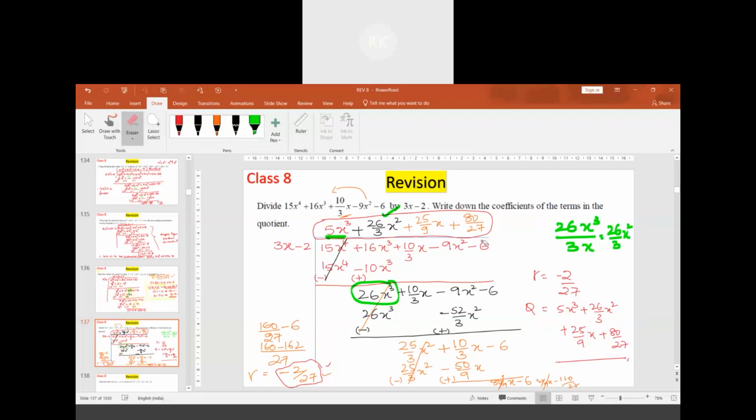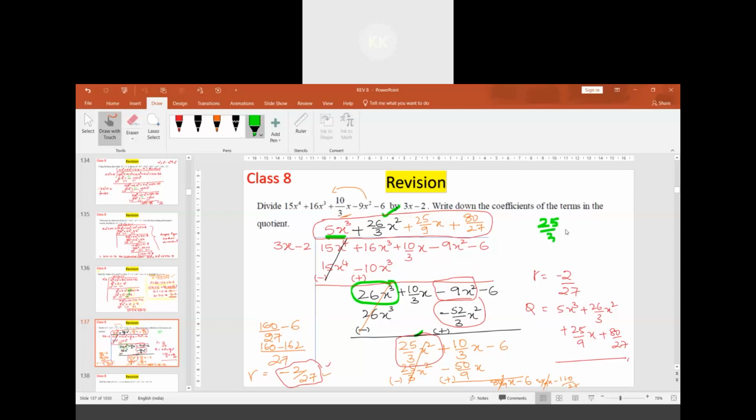But sir, in the question, the x square term is written after the x term. So here there is an x square term, here is an x square term. So when we simplify this, we will be getting 25 by 3 x square. Correct? Did you get this 25 by 3 x square? If your addition is correct, if minus 9 is added to minus 52 by 3, we will be getting 25 by 3 x square.